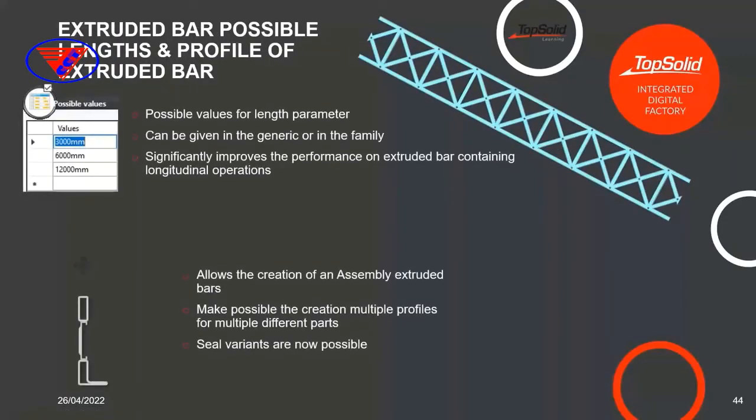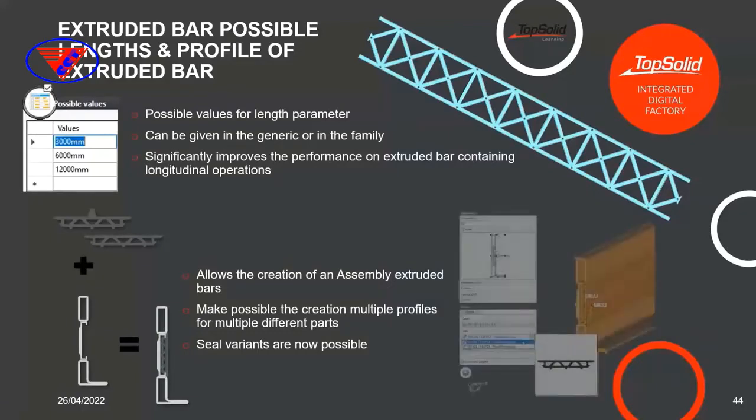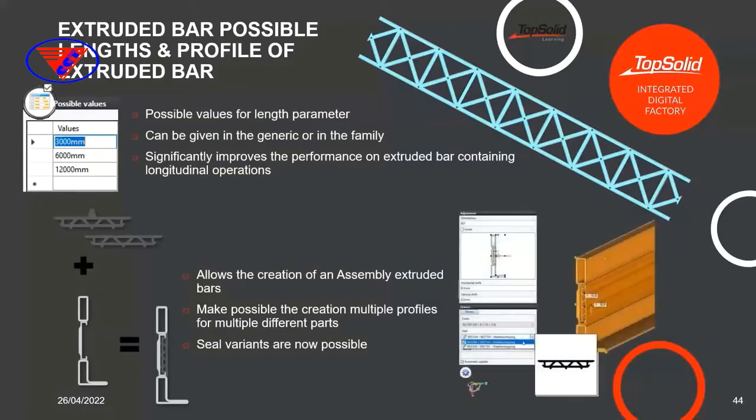All right, extruded bar, possible length and profile of extruded bar. So you can create and abuse the extruded bar command to do all sorts of fun things. The extruded bar doesn't have to be just a hollow tube extrusion. It can be a complex profile. Think of an extrusion like this that might be for a window, right? And that window might have some kind of gasket in the middle to seal the glass against.